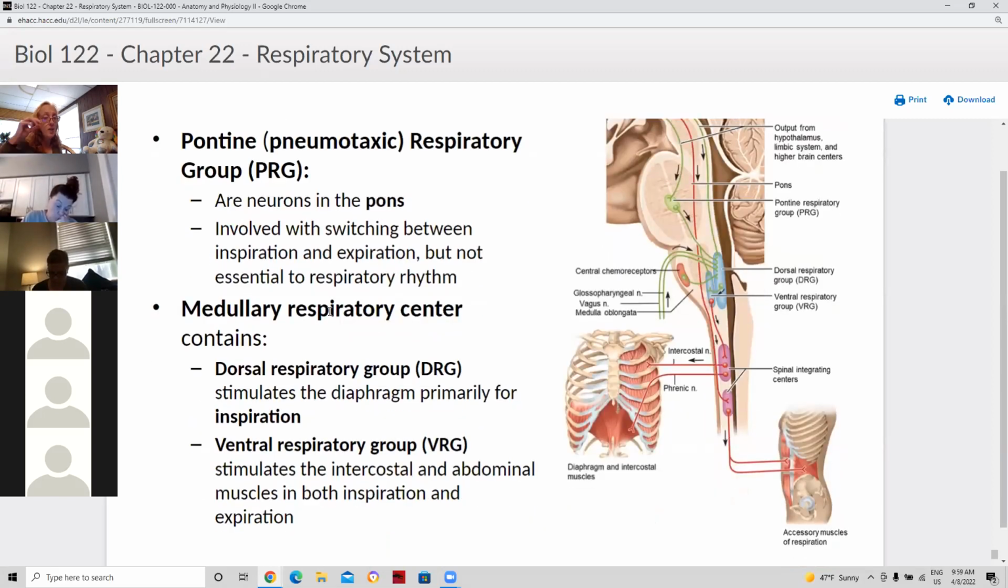In the medulla oblongata, the respiratory center there stimulates the diaphragm primarily for inspiration. If the diaphragm contracts, it expands the rib cage, resulting in increased lung volume, therefore decreased pressure. The ventral respiratory group stimulates the intercostal and abdominal muscles in both inspiration and expiration.